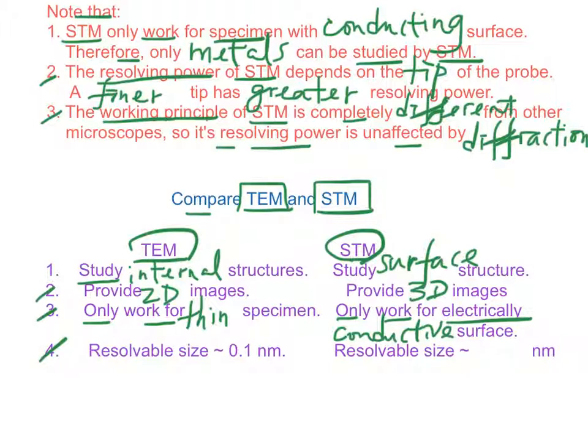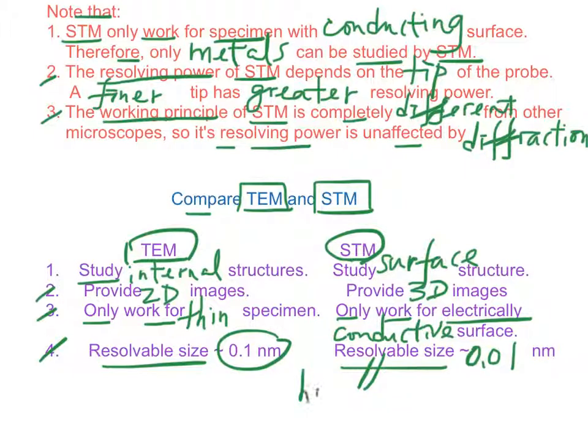Lastly, the resolving power, or we say the resolvable size for TEM, is as small as 0.1 nanometer. For STM, the resolvable size is even smaller, which is 0.01 nanometer. That means an STM has higher resolving power.